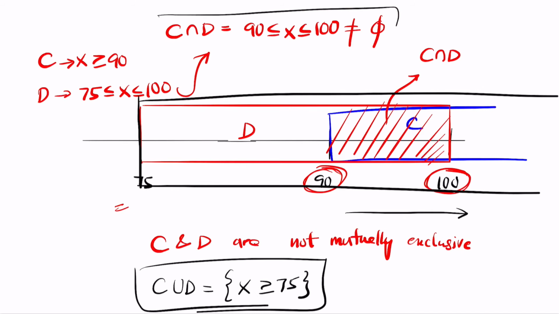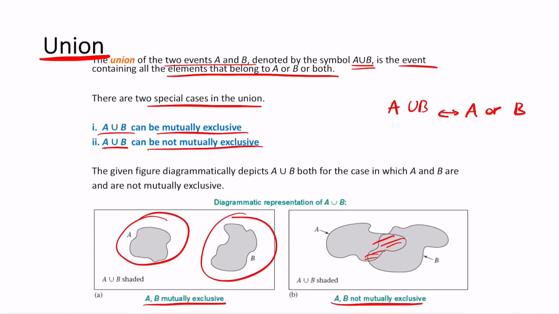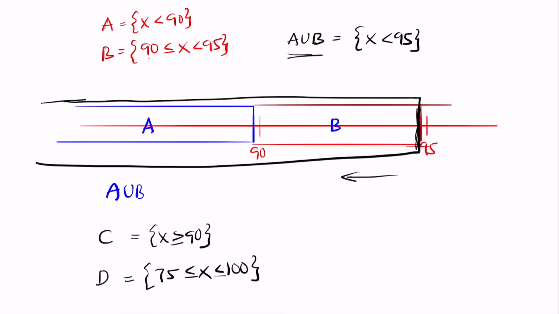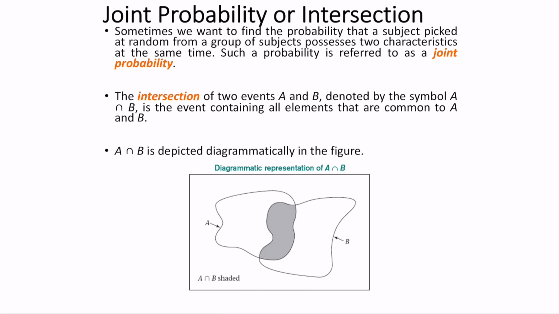C intersection D is not 5, because it includes 90 to 100. So it's the set of 90 to 100. But C union D is x greater than or equal to 75. So this is how we can determine the values, and that's the difference between intersection and union.